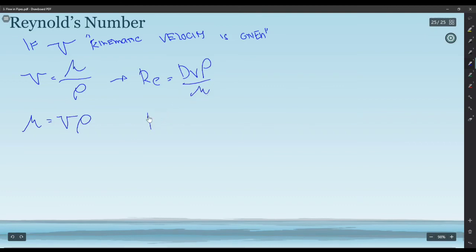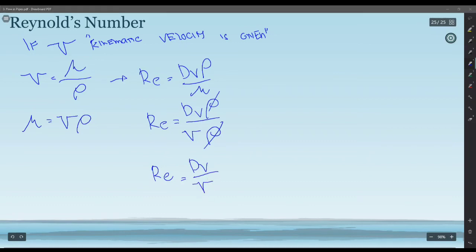So ito is pwede pa nating rearrange. So substitute lang natin tong mu. So ang mangyayari dito, so magiging dV rho over the kinematic viscosity multiplied by rho. So cancel mo lang yung rho, or our equation using the kinematic viscosity will be dV over the kinematic viscosity. Okay, so and lang yan. If given nga yung kinematic viscosity, just remember this equation.